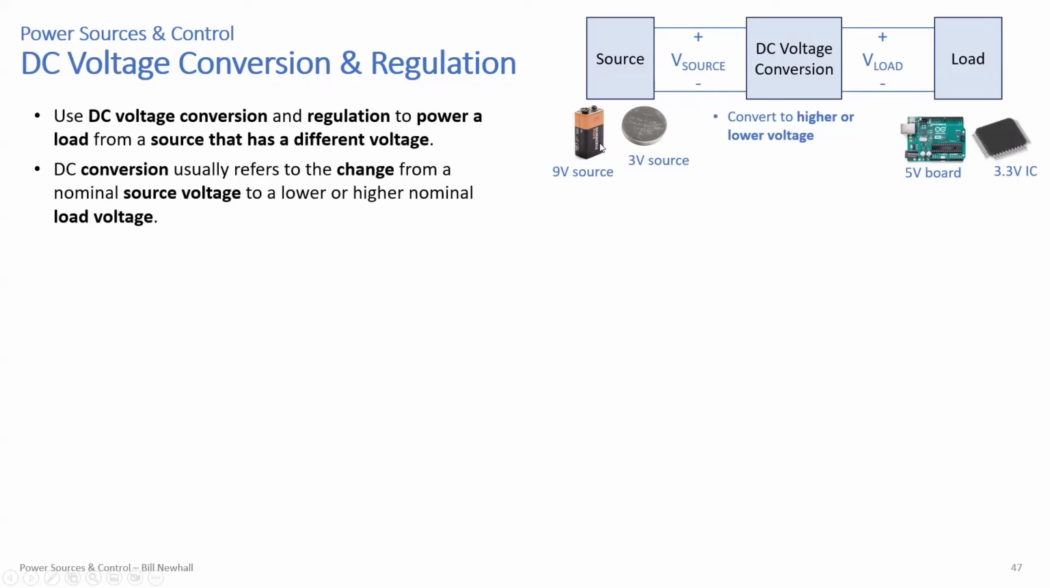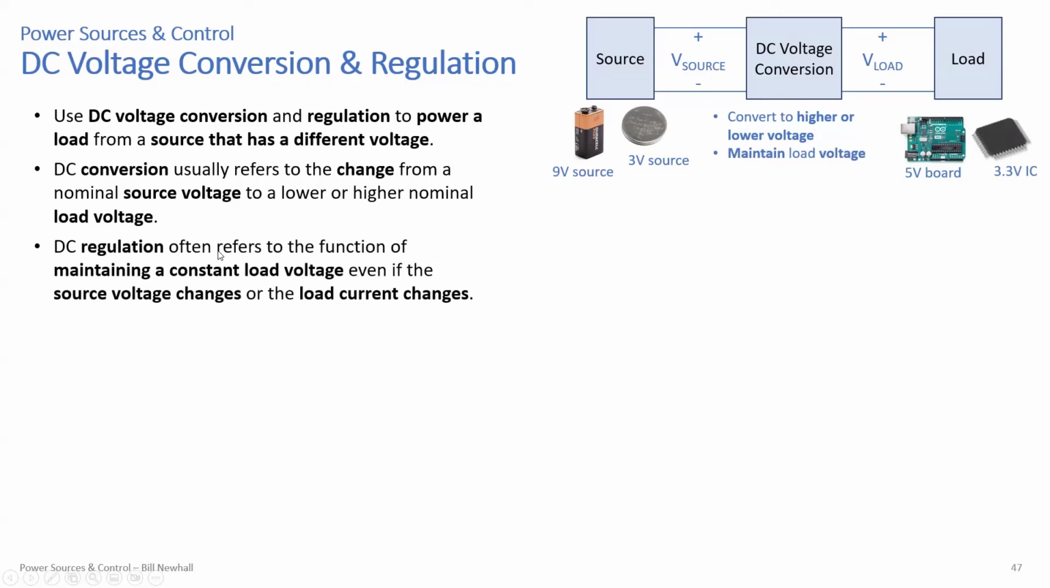So you might have a 9-volt battery powering a 5-volt circuit board. So you have to step down in voltage. Or you may have a 3-volt battery powering a 5-volt circuit board. You have to step up in voltage. Okay, so that's what this conversion does.